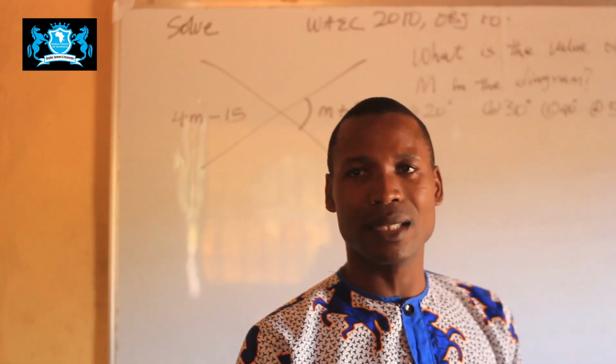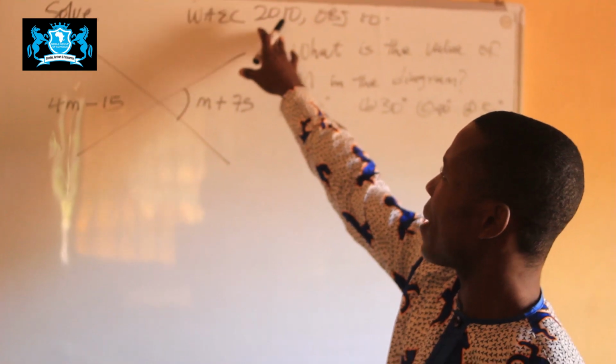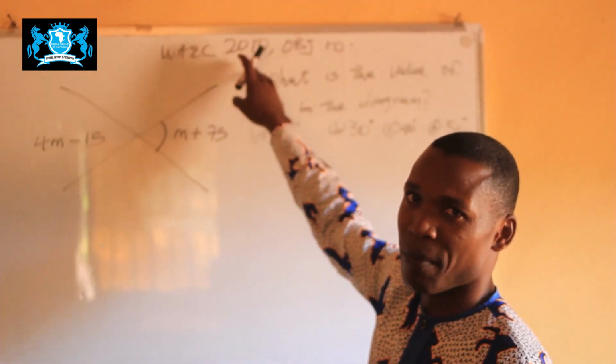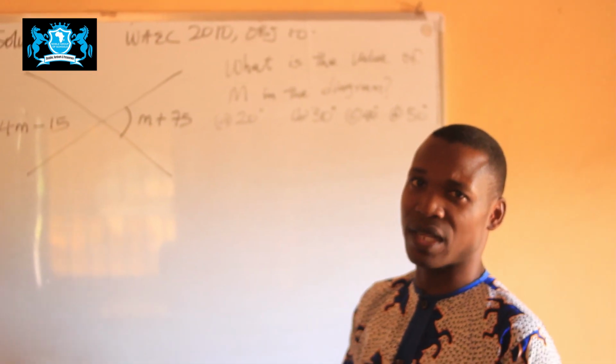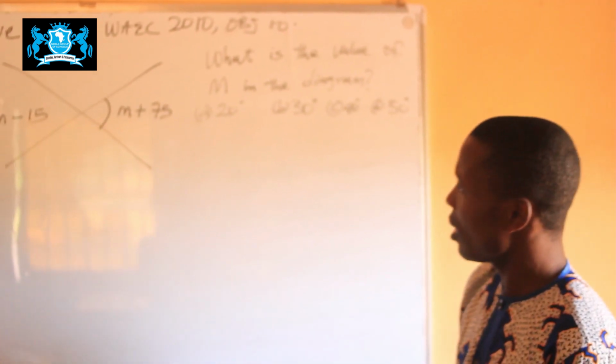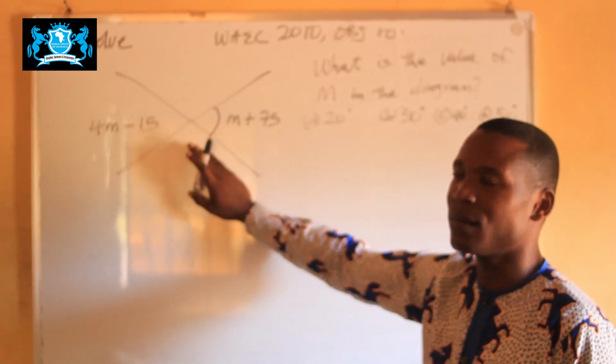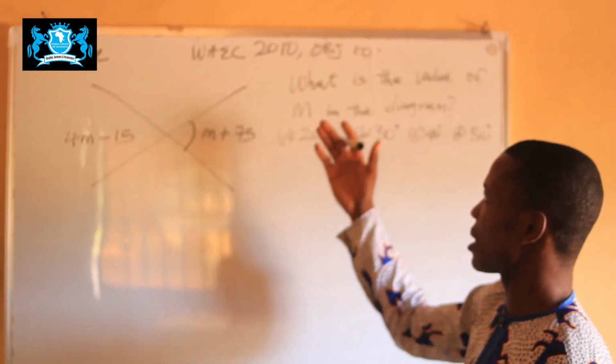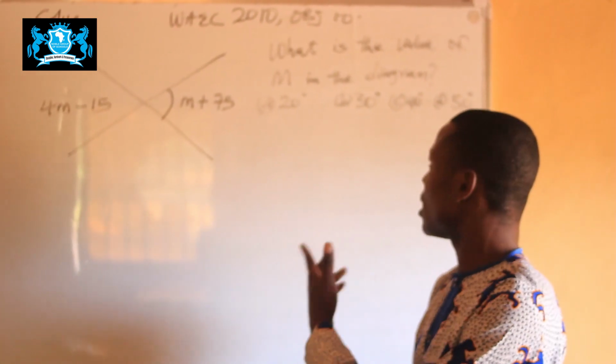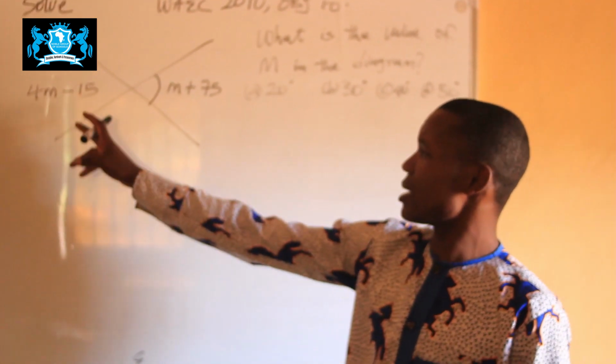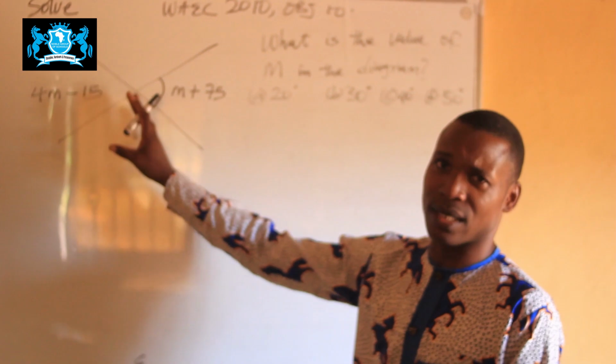Today we are going to look at this WAEC past question, a mathematics WAEC past question. Today we're looking at an objective question. They gave us this diagram, and they said it's objective number 10, 2010 WAEC. You can see this diagram.